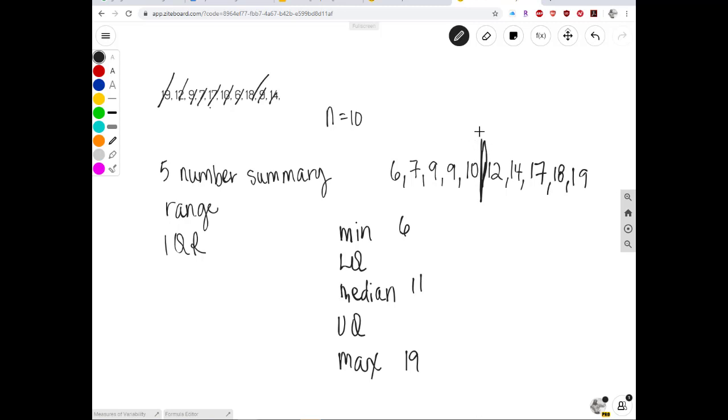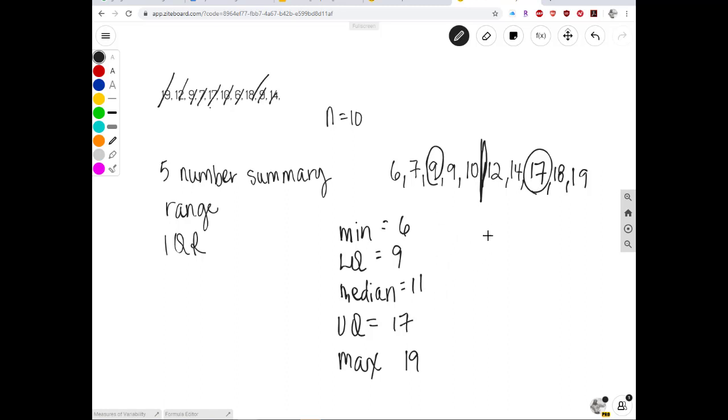Okay, so now I've got this half of the data. The number that is exactly in the center of this half of the data is 9. I should put equal signs here. And the number that is exactly in the center of this half of the data is 17. So here's my 5-number summary.